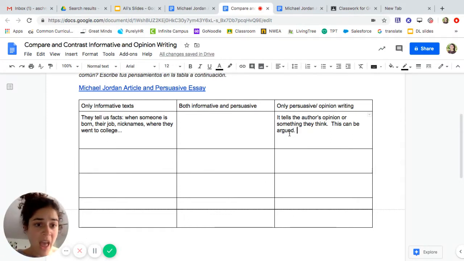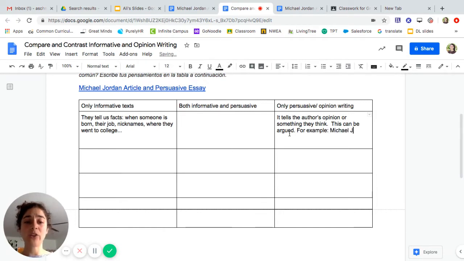So I know that the author, whoever wrote this, it was a student, a fifth grader, I think. The student who wrote this article, this is their opinion that they think that Michael Jordan is the best player in the history of the NBA. So I'm going to write that as an example. For example, Michael Jordan is the best player in the history of the NBA. That is his opinion, something he thinks.